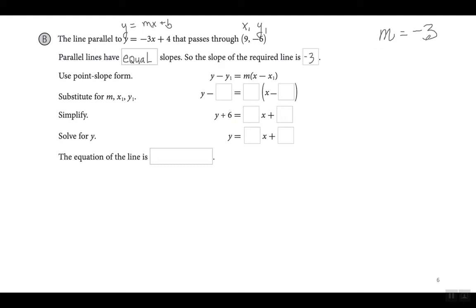Okay, so I'm going to substitute this number for m and these numbers for x1, y1. So I'm going to put here negative 3. x1 is 9 and y1 is negative 6. You're supposed to put that in parentheses if you have those two signs next to each other. Alright, so these two negatives become a positive.